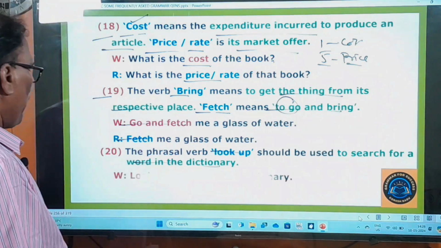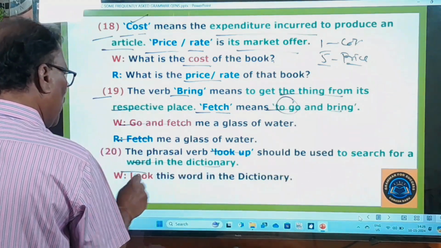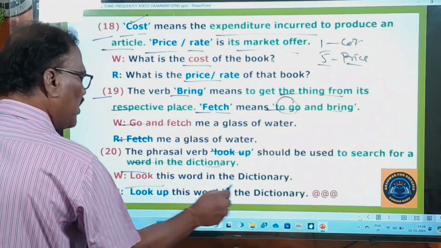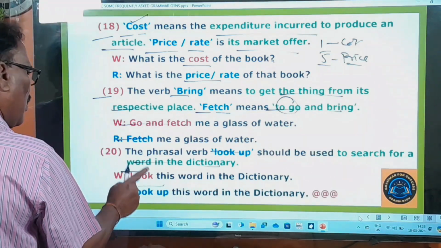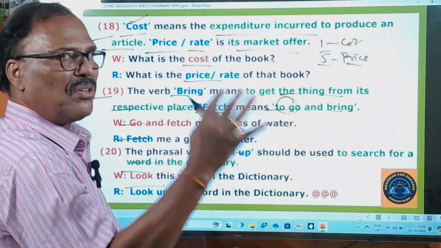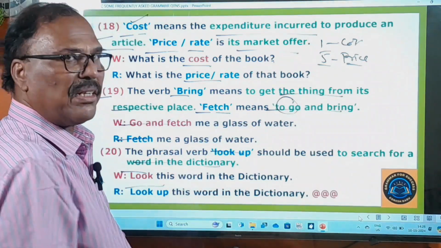Look this word in the dictionary. Don't say look this word, but you have to say look up this word in the dictionary. So in this way, look is wrong, look up means oka maatanu dictionary lo vedakuta. Right, let's go to learn the next rules.